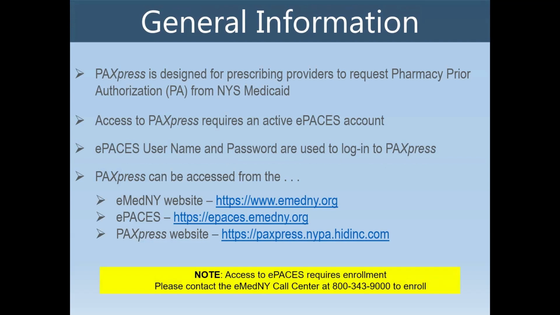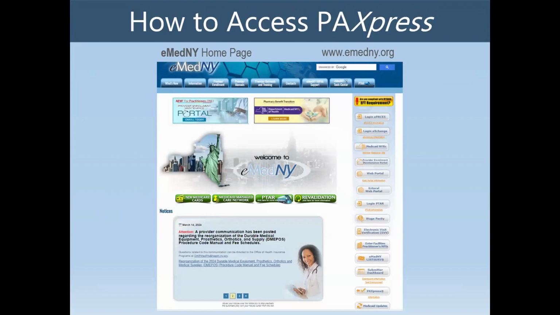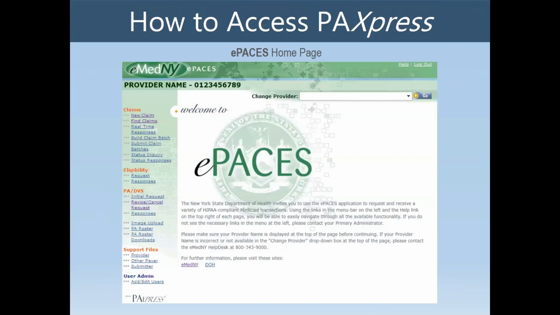Please note, access to ePaces requires enrollment. Contact the eMedNY call center at 800-343-9000 to enroll. Prescribers can access the PAXpress application by clicking on the PAXpress button on the bottom right side of the eMedNY homepage. The PAXpress user manual is located below the PAXpress button. PAXpress can also be accessed by clicking on the PAXpress button on the bottom left side of the ePaces homepage.